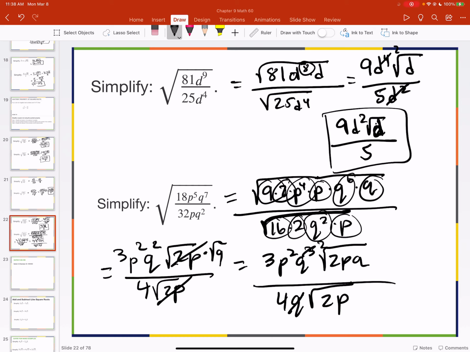So final answer, oh my goodness, where can I write my final answer? I'll write it in pink so it's obvious. 3p squared q squared square root of q all over 4.